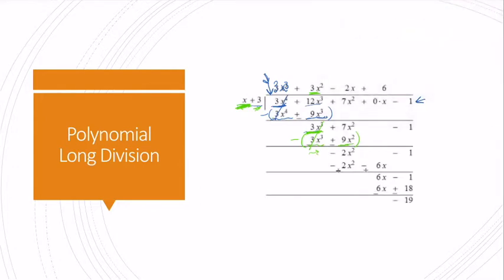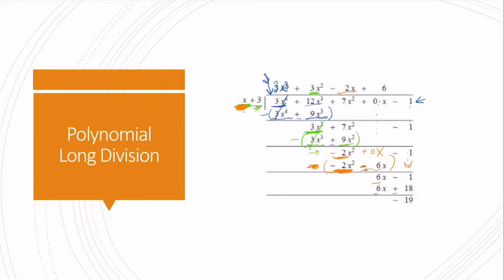Now I think to myself, okay, what do I multiply x by to make it look like negative 2x squared? I'm going to multiply it by negative 2x. Negative 2x times x gives me negative 2x squared, and negative 2x times 3 gives me a negative 6x. But I had 0x, that's kind of a placeholder. So if I subtract 0x minus negative 6x, that's going to give me a positive 6x, because two negatives make a positive, and then I pull down my next term, which is a minus 1.